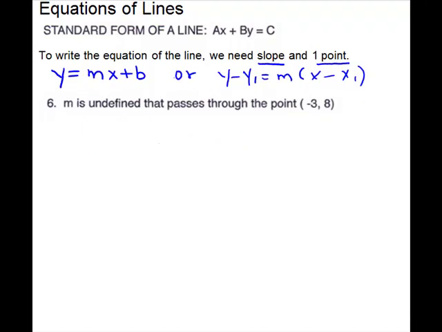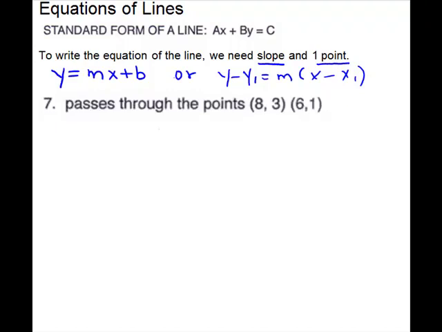For problem 6, our slope is undefined, and it passes through this point. If our slope is undefined, we can't plug it into this formula. So we have to think outside the box a little bit. With a slope that is undefined, it is a vertical line. Remember, a vertical line is x equals some number, and it will have to equal the x from your point. So our x will equal negative 3.